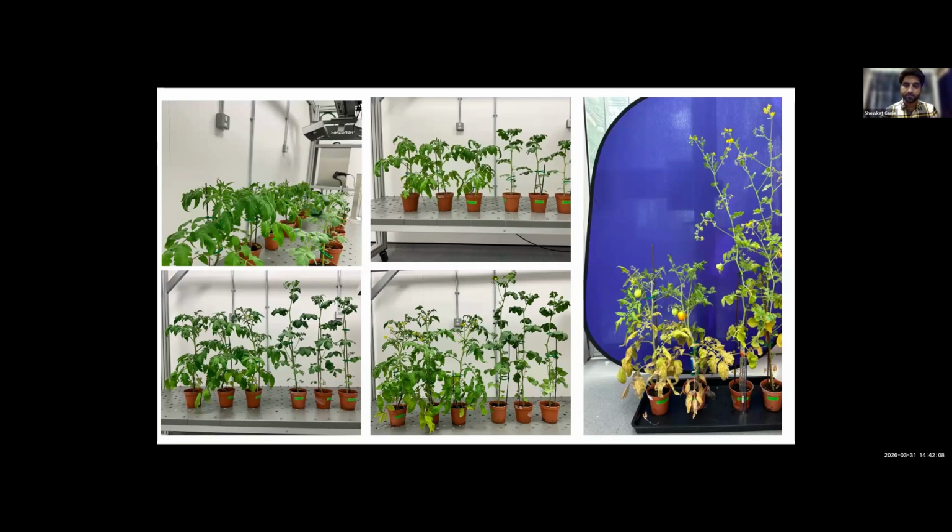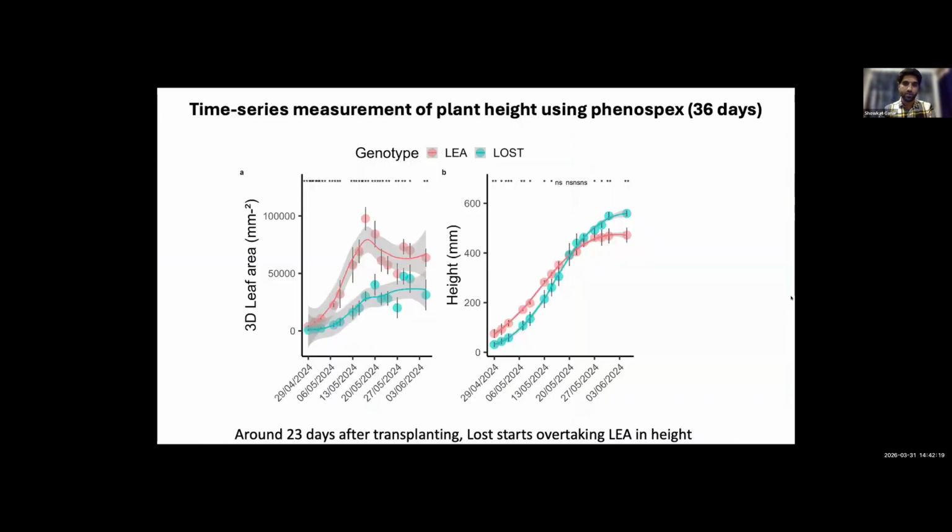This shows the Lost wild species growth pattern, while it overtakes Lea in height around 23 days. This is shown also in this graph. Initially, the 3D leaf area in Lea was almost higher throughout the measurement period, while in the case of height measurements, it is first lesser than the cultivated species, but around 23 days after transplanting to the pots, the wild species started overtaking Lea in plant height.